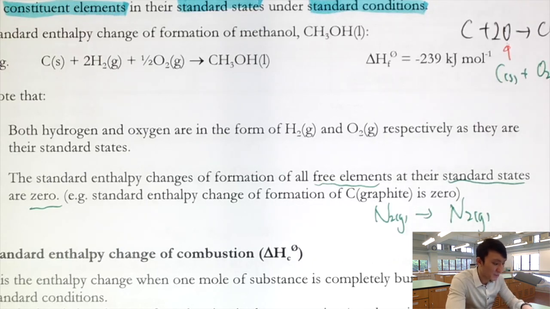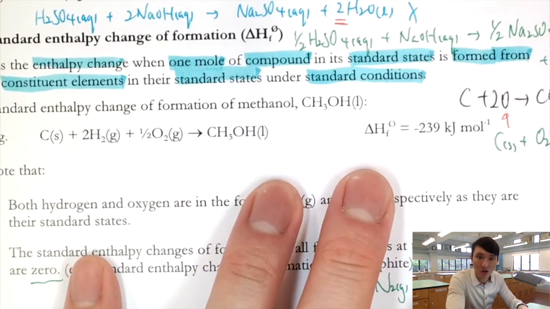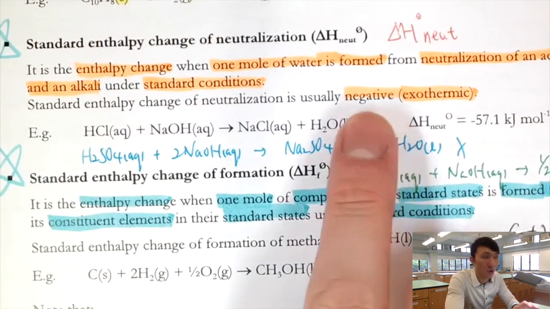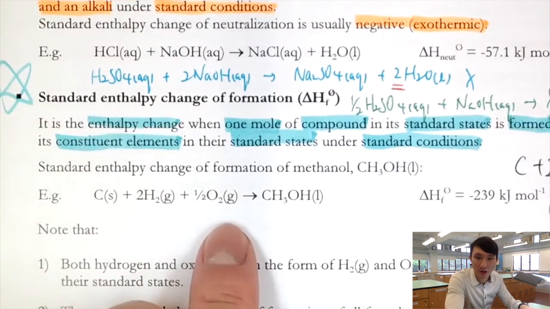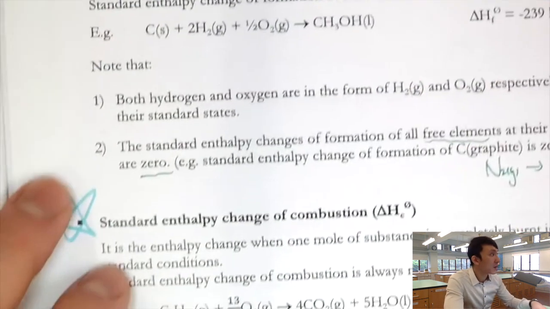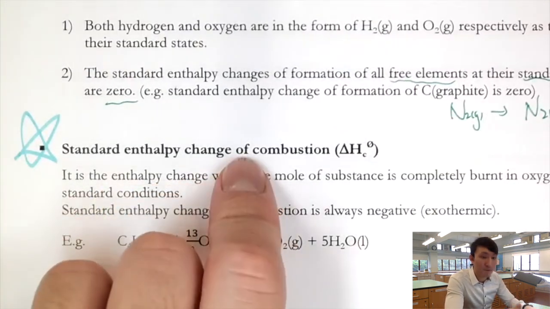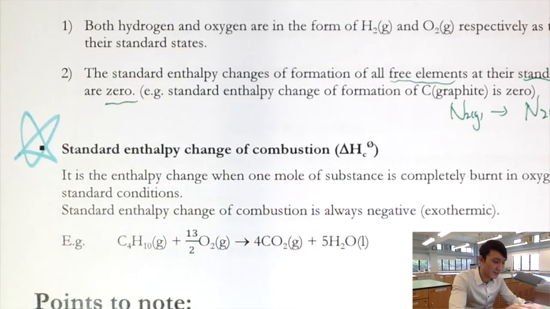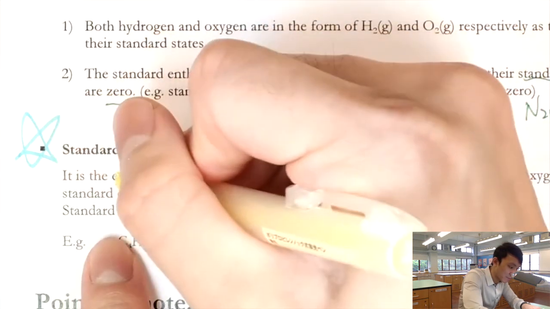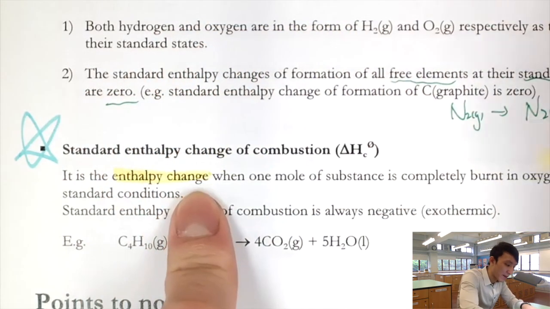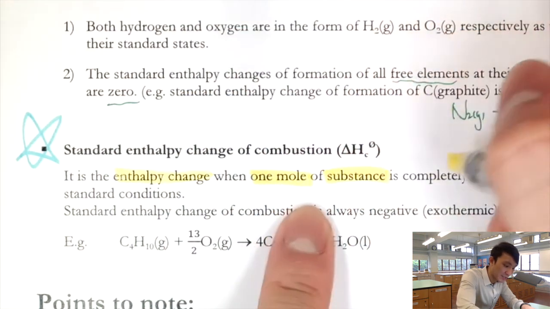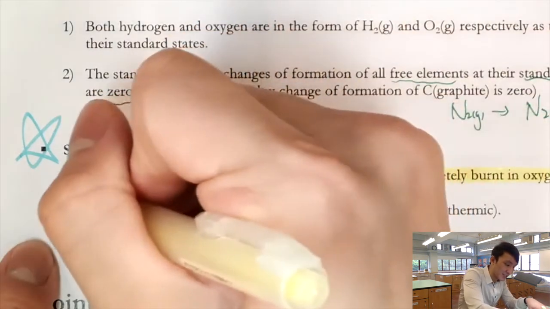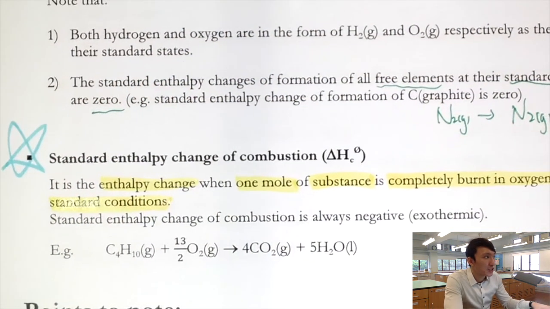Now, for standard enthalpy change of formation, it could be exothermic, it could be endothermic. It doesn't look like neutralization, which is always exothermic. Formation could be exothermic or endothermic. Now down here, combustion, which should be quite straightforward. When you burn something, this is the enthalpy change when 1 mole of substance is completely burned in oxygen under standard conditions.